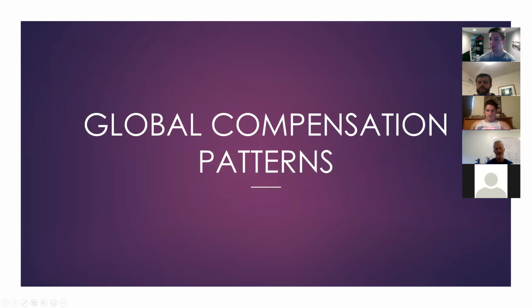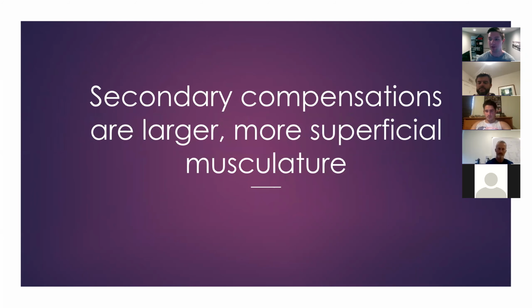Okay, so let's get into the global stuff first, because it's good to take this broad lens before we get into the intricate details. Secondary compensations are larger and more superficial. They're closer to the surface. So if we have, for example, a left AIC pattern, that's buried within us as human beings. That's just our genetic makeup.